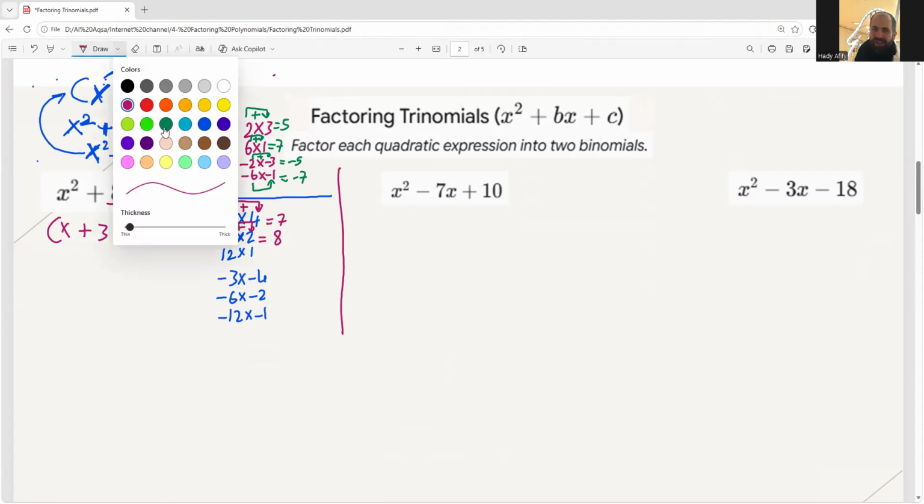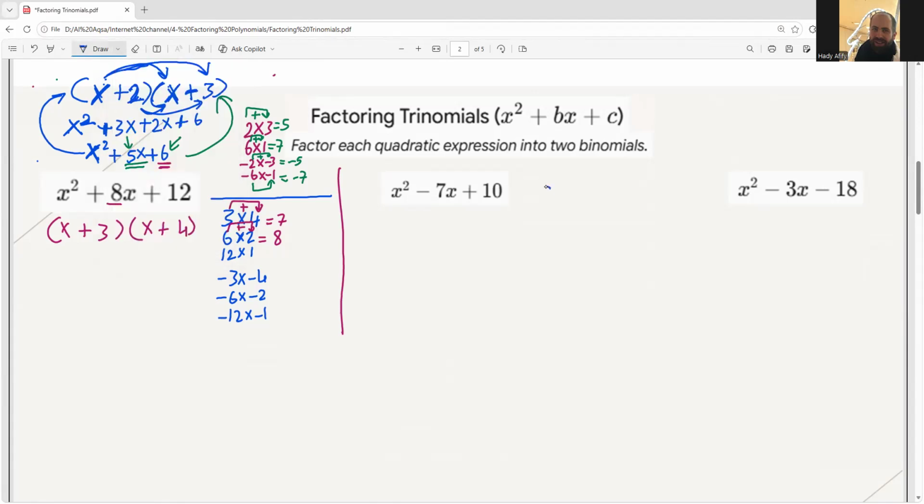Okay, next one. It is x squared minus 7x plus 10. What are the numbers if I multiply them and get 10? I have 2 times 5. I have 10 times 1. Also, I have negative 2 times negative 5. I have negative 10 times negative 1. Okay.